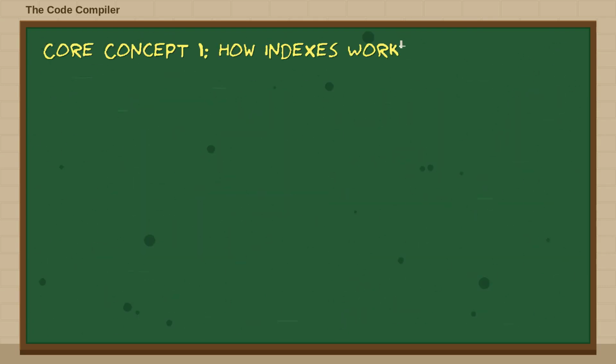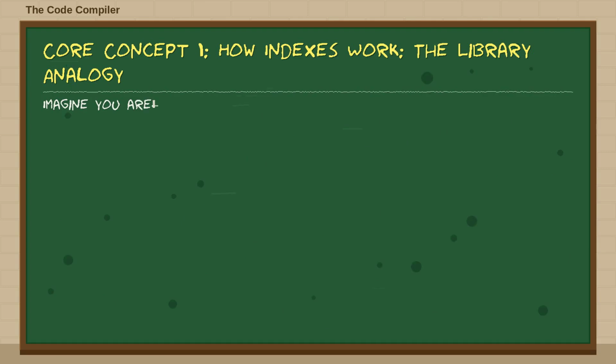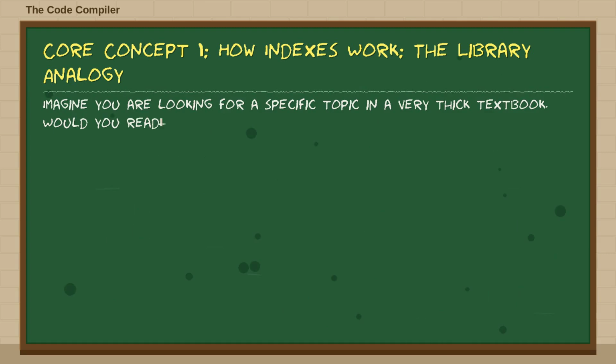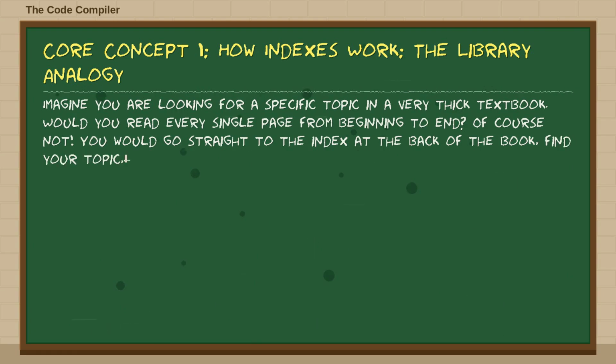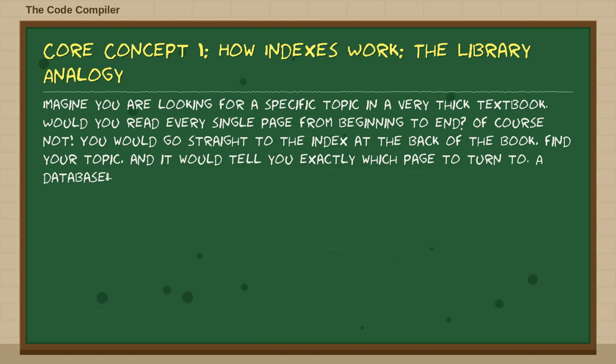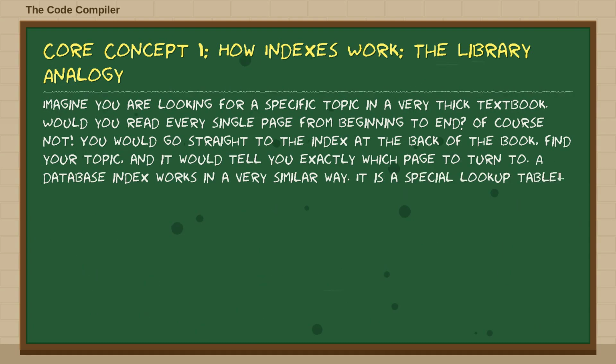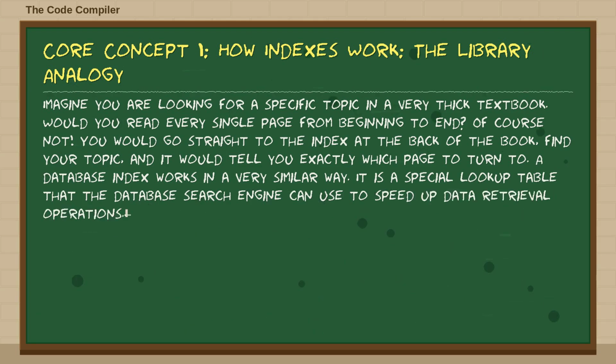Imagine you are looking for a specific topic in a very thick textbook. Would you read every single page from beginning to end? Of course not. You would go straight to the index at the back of the book, find your topic, and it would tell you exactly which page to turn to. A database index works in a very similar way. It is a special lookup table that the database search engine can use to speed up data retrieval operations. It is like creating a shortcut to your data.